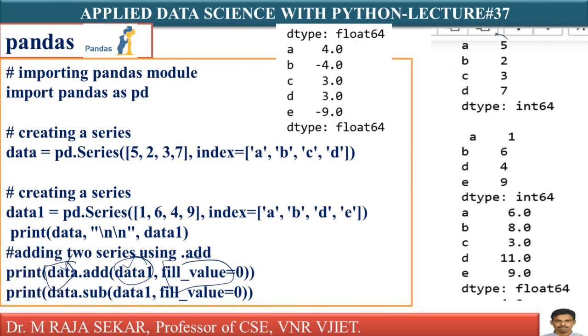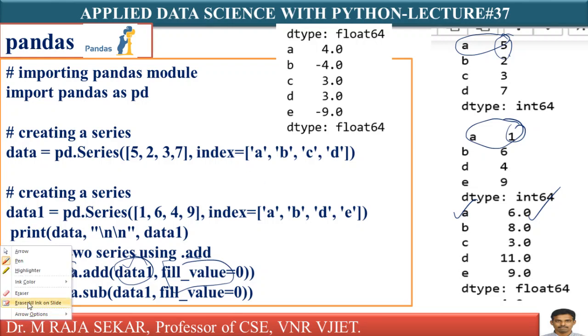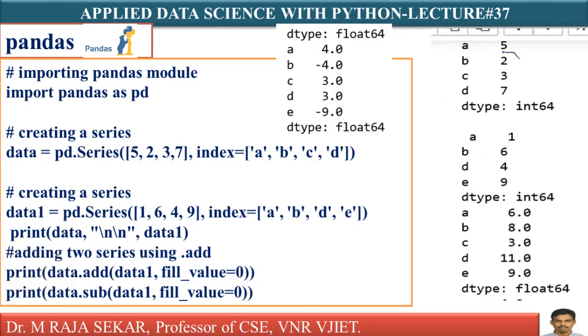Just see. Here I have A 5, here I have A 1. Means 5 plus 1, 6. Just see A, we are getting 6. What about B? In the first series data structure, B is 2. In the second series data structure, B is 6. Therefore, 2 plus 6, 8. Now I am getting B equal to 8.